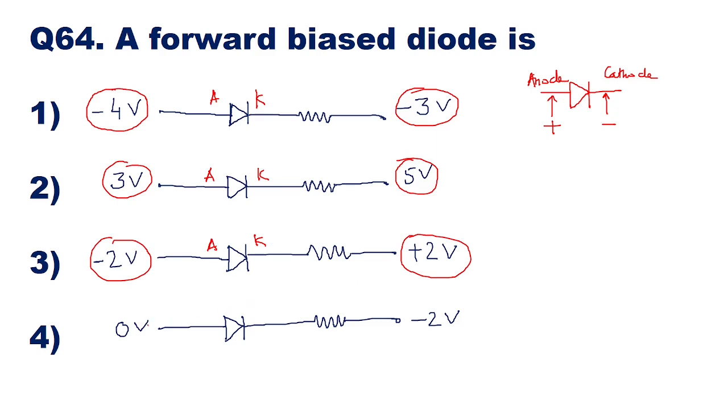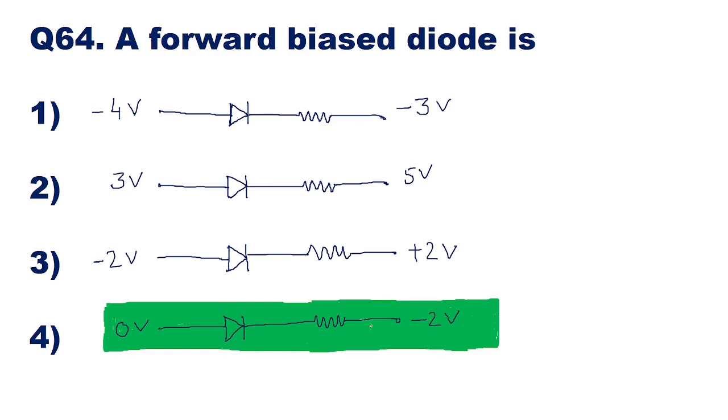If you see the fourth option, the voltage applied at the anode is 0 volt and the voltage applied at the cathode of the diode is minus 2 volt. So here we see the voltage applied at anode is 0 volt and the voltage applied at cathode is minus 2 volt, and 0 volt is more positive than minus 2 volt. Therefore, this condition says that the diode is forward biased. So here option 4 is the right answer, which indicates that the diode is forward biased.